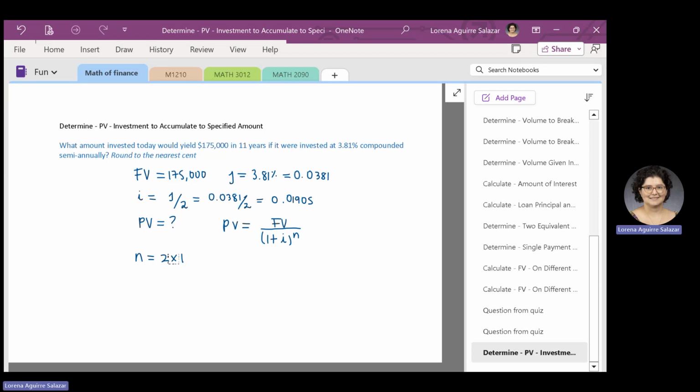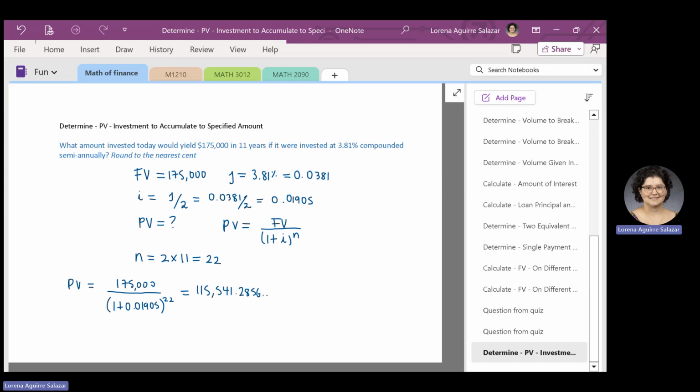So to find the present value we would have to start with, given that the accumulated value or maturity value is $175,000 in 11 years, we compute 175,000 divided by 1 plus 0.01905 to the 22. And when we compute this number using a calculator, we find the value 115,541.2856 and some other numbers.